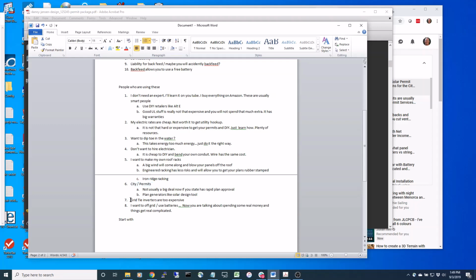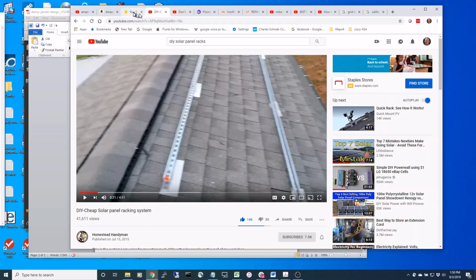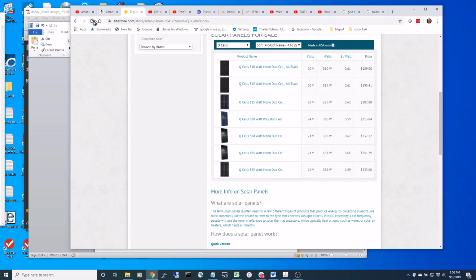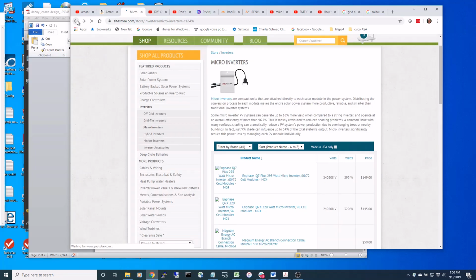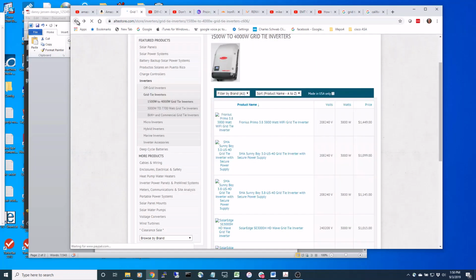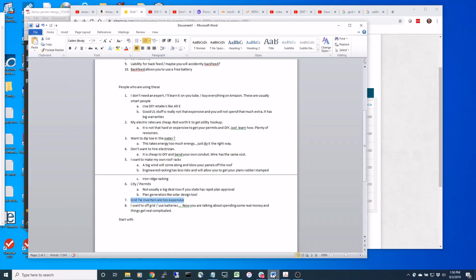And some people say grid tie inverters are too expensive. But when you consider how big a system you're going to want to have, some of these aren't really that expensive, when you consider the cost per watt and what you get for them, and the reliability that you're going to have with them.